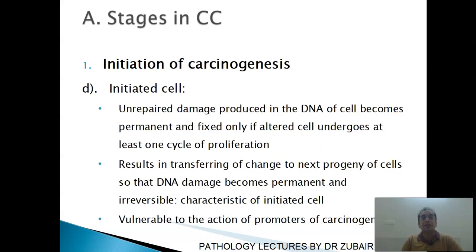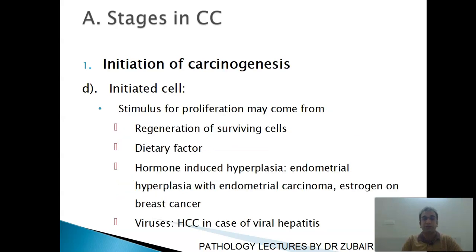Once there is an initiated cell, you have unrepaired damaged DNA which becomes permanent and fixed only if altered cells undergo at least one cycle of proliferation, which results in transferring of the change to the next progeny of cells, so that the DNA damage becomes permanent and irreversible. That is the characteristic of an initiated cell. Remember, in an initiated cell, the DNA damage is permanent and irreversible, vulnerable to the action of promotion of carcinogenesis.